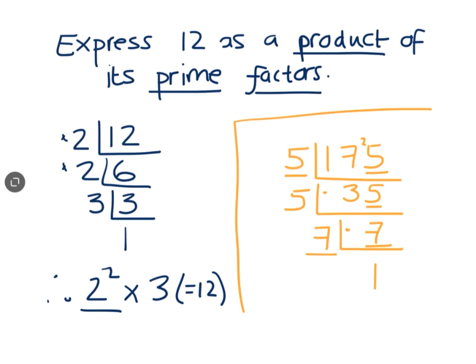So expressing the number 175 as a product of its prime factors, we would get an answer of 5 squared, which is 5 times 5, and we'd multiply that by 7. 5 times 5 gave us 25, and 25 times 7 gives us an answer of 175.